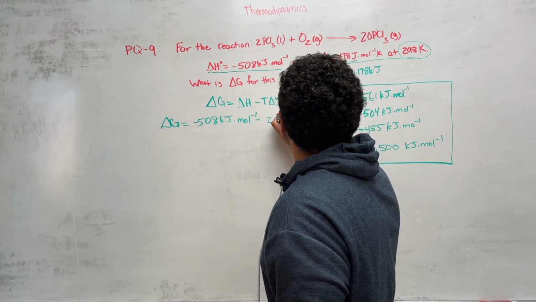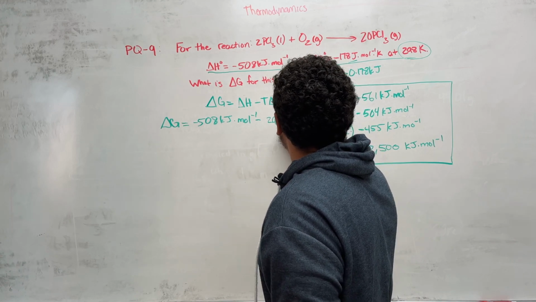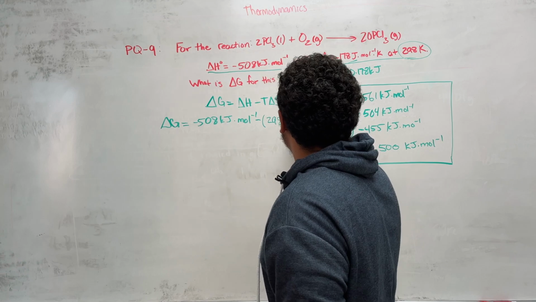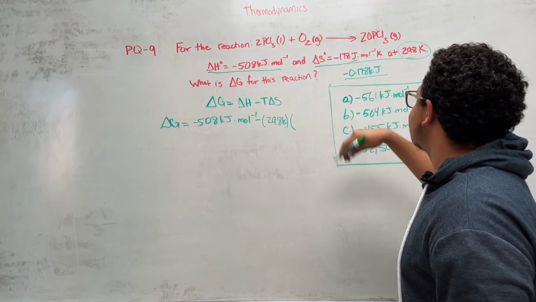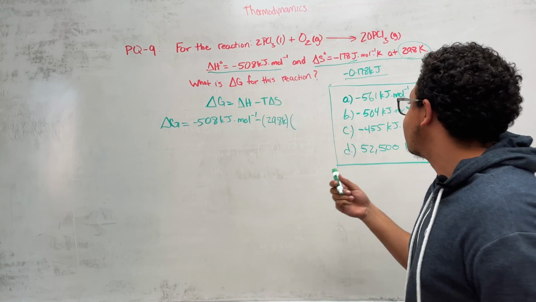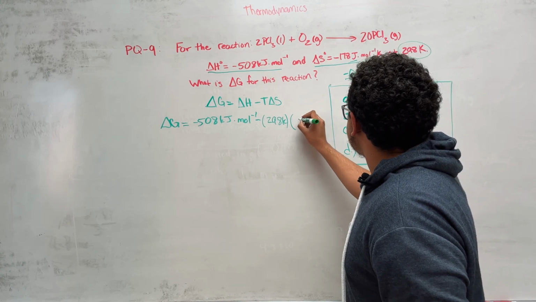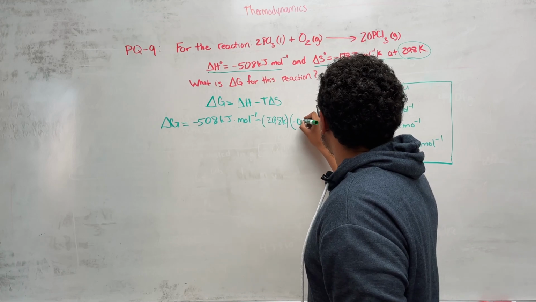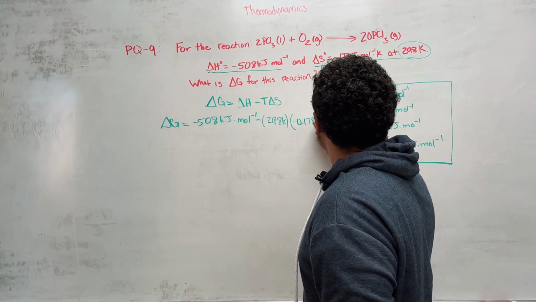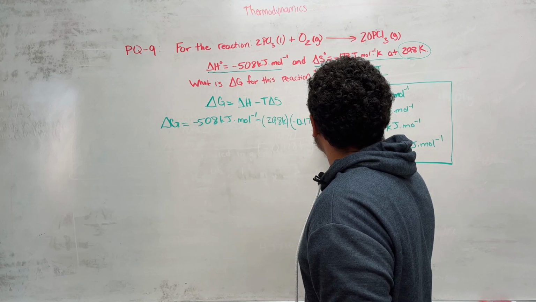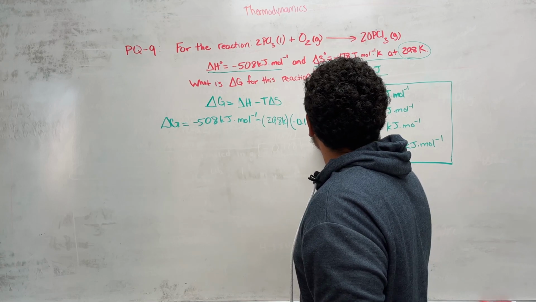So 298 Kelvin times this, your change in entropy in kilojoules. So we have negative 0.178 kilojoules times moles times Kelvin.